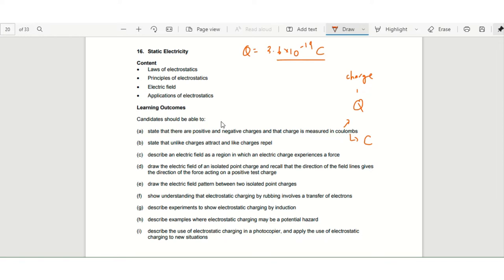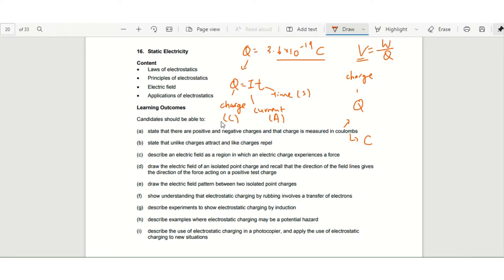Later on in the chapter on electricity, you will learn that there are formulas relating charge. One of them is Q equals I times t, which is charge equals current in amperes times time in seconds. Another formula is V equals W over Q. V is potential difference in volts, W is work done or energy in joules, and Q is charge in coulombs.